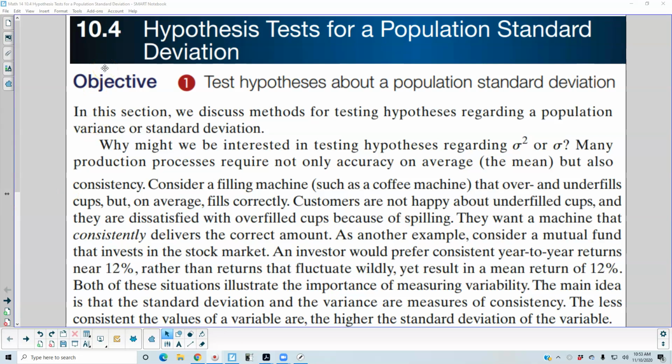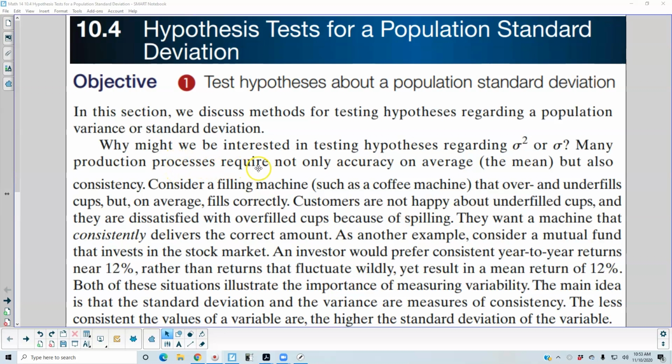Section 10.4, Hypothesis Test for a Population Standard Deviation. In this section, we have one objective. We want to test hypotheses about a population standard deviation. In this section, we discuss methods for testing hypotheses regarding a population variance or standard deviation.